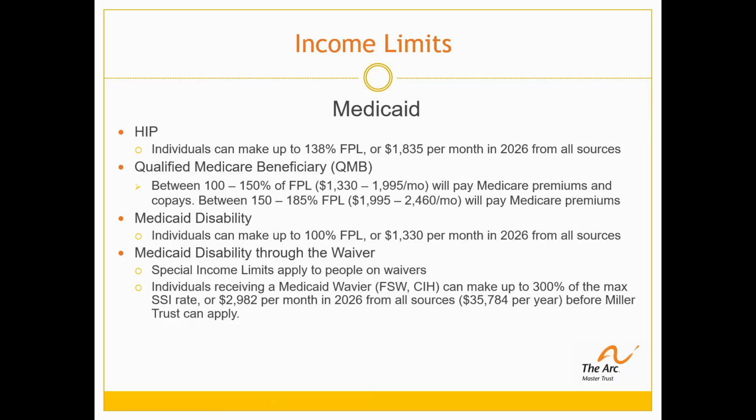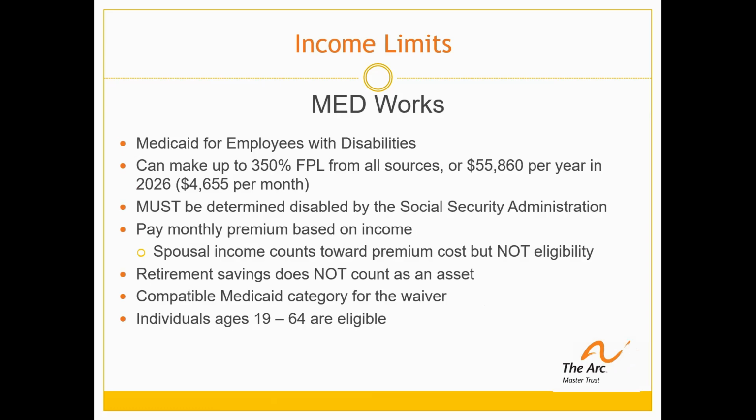Individuals receiving a Medicaid waiver, like the Family Support Waiver or CIH waiver, can receive up to 300% of the max SSI rate each month. This year, that is $2,982 per month from all sources.